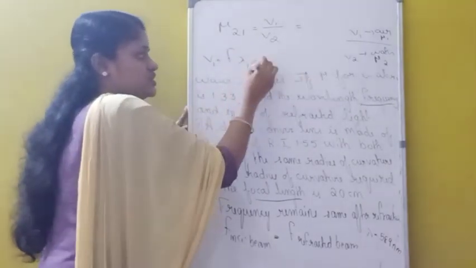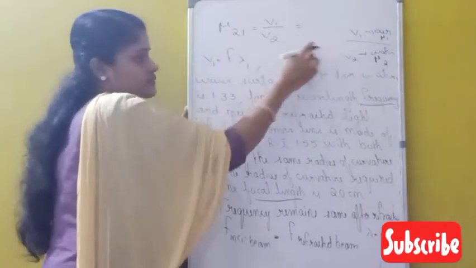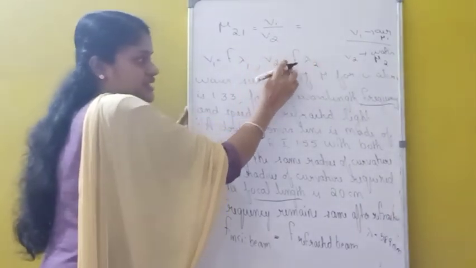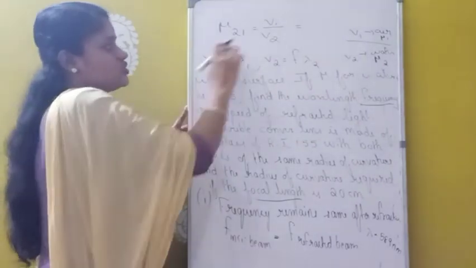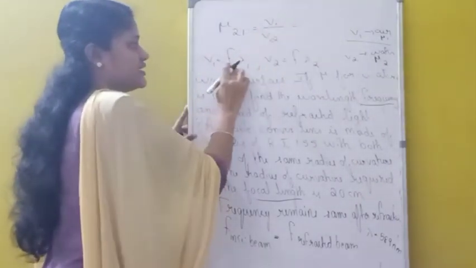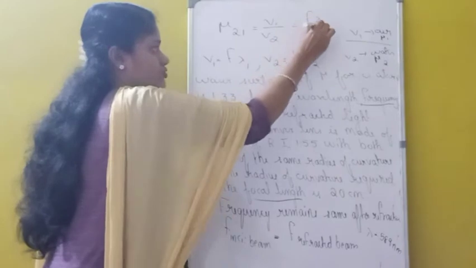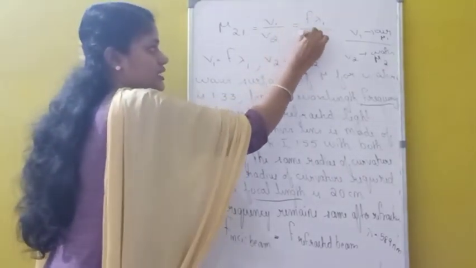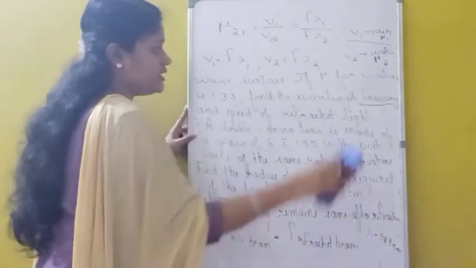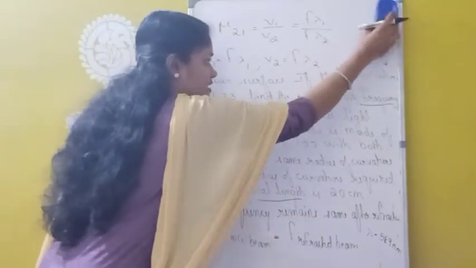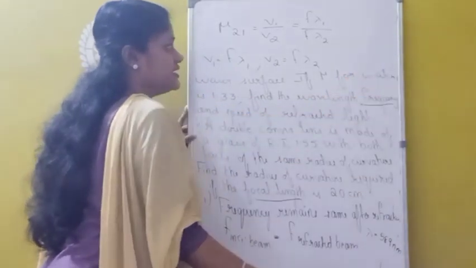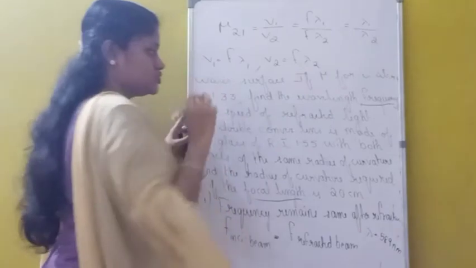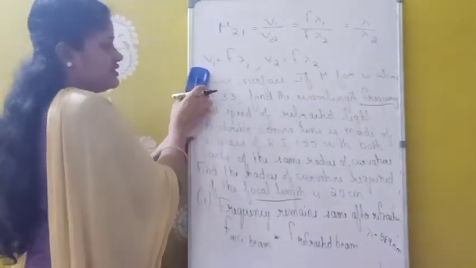Similarly, how will you write V2? The speed in the second medium, V2, equals F lambda 2. F remains the same. So instead of V1, I can write F lambda 1, divided by, instead of V2, F lambda 2. What will you get now? F and F cancel, so you will simply get lambda 1 by lambda 2.